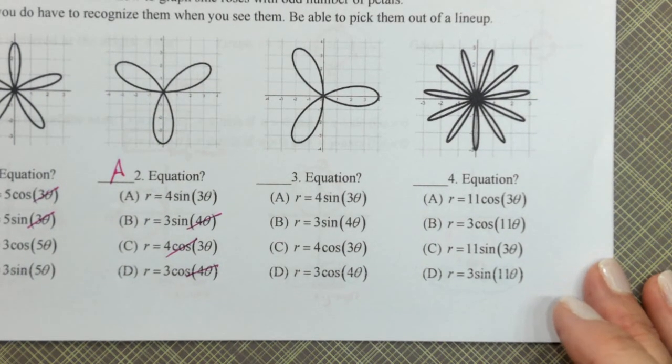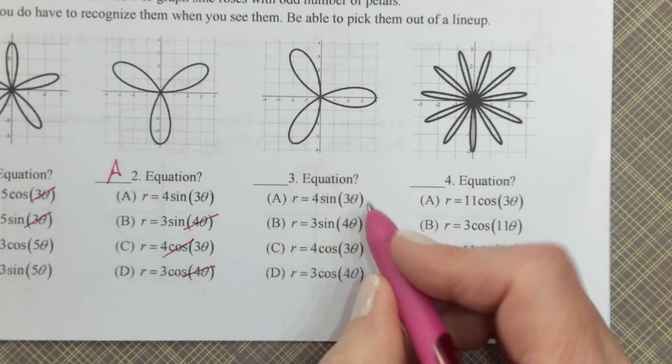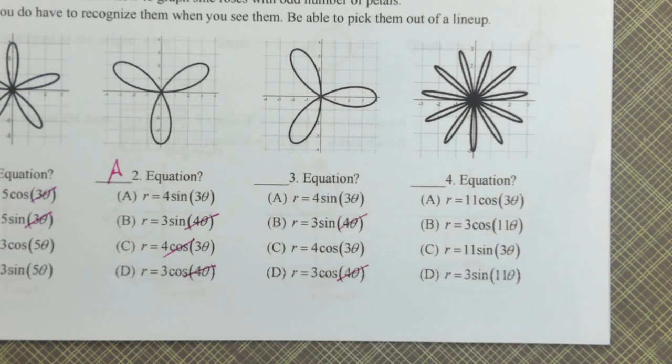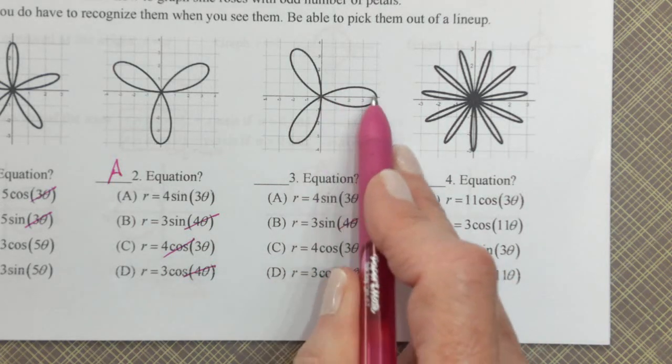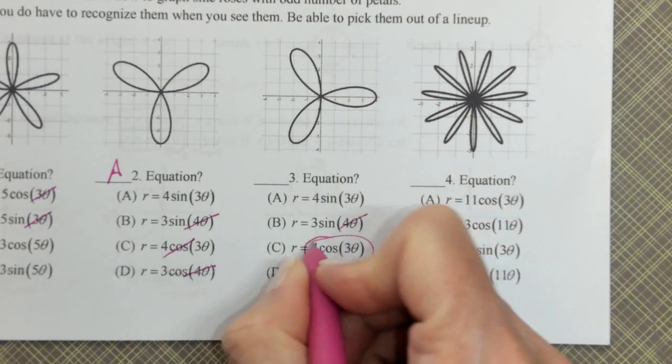All right, number 3. 3 petals, so definitely a 3 theta. Is it a cosine or a sine? Well, this time there is a petal on the x-axis, so it is a cosine.